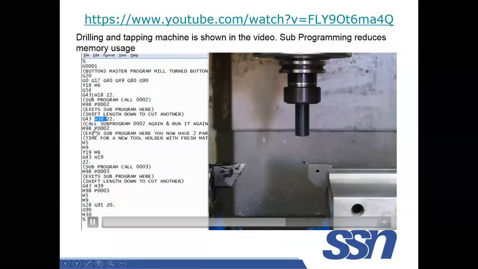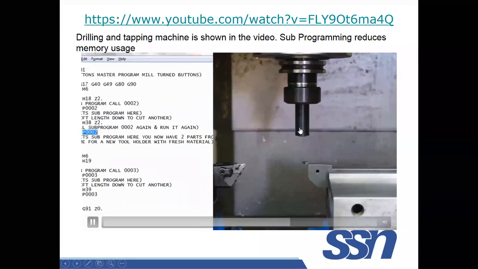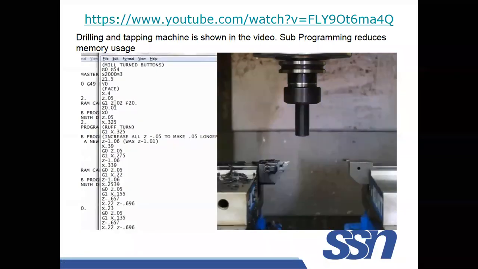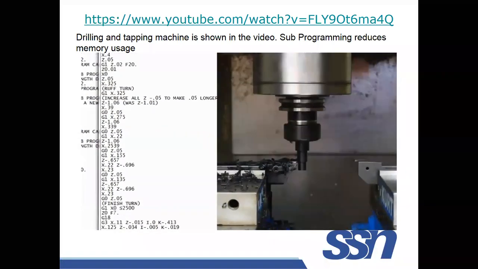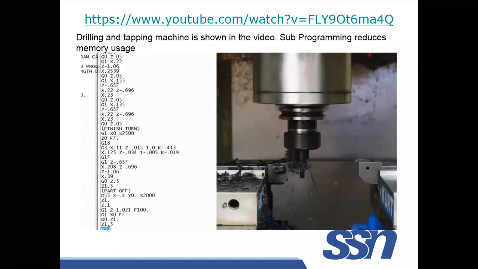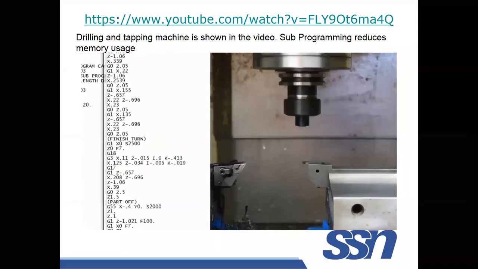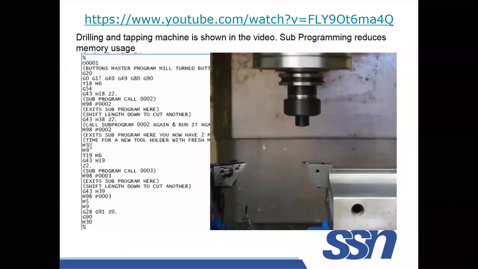M98 P002. The same program you can call so that you can repeat the operation. What will happen? Facing, rough cut, rough cut, rough cut, finish cut. Then this one, parting off. It is over. Okay, it is over.